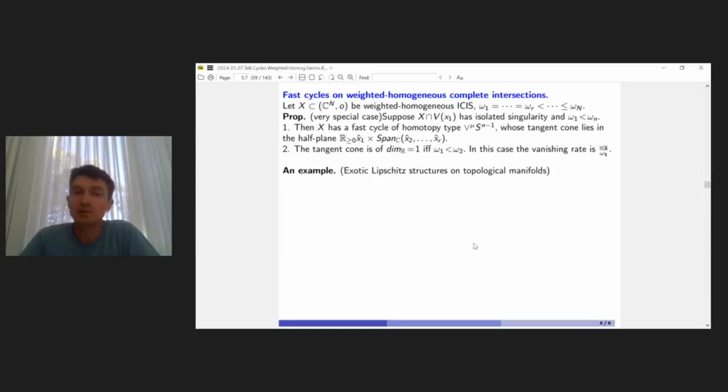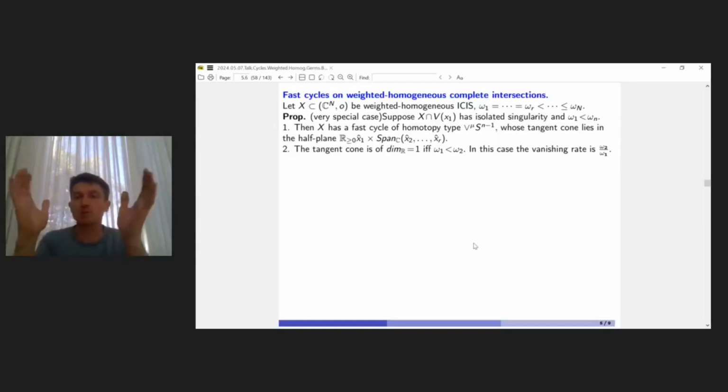And in a particular case, when the two lowest weights differ, the tangent cone will be just of dimension 1, so it will be a half line. And the vanishing rate will be the ratio of the two lowest weights. Again, I probably did not define the vanishing rate. It means at which speed the cycle collapses. Yes, precisely at this speed.